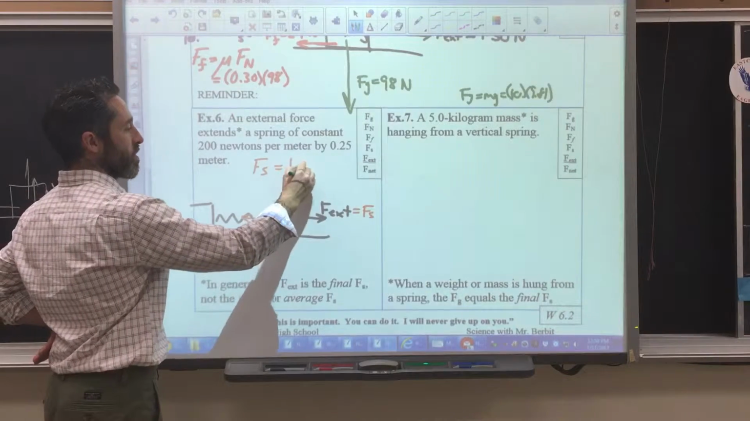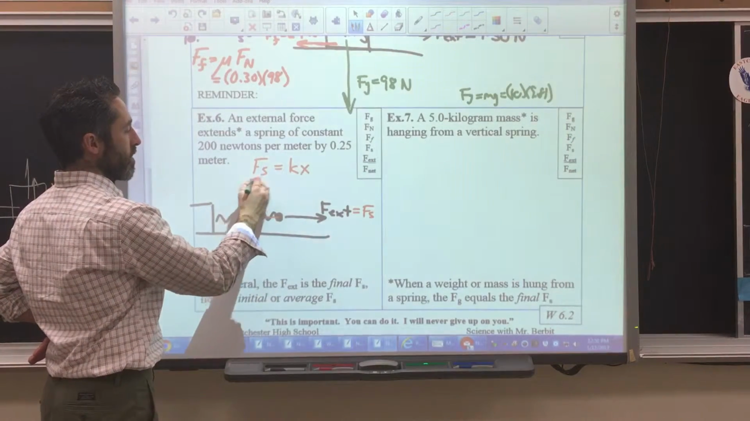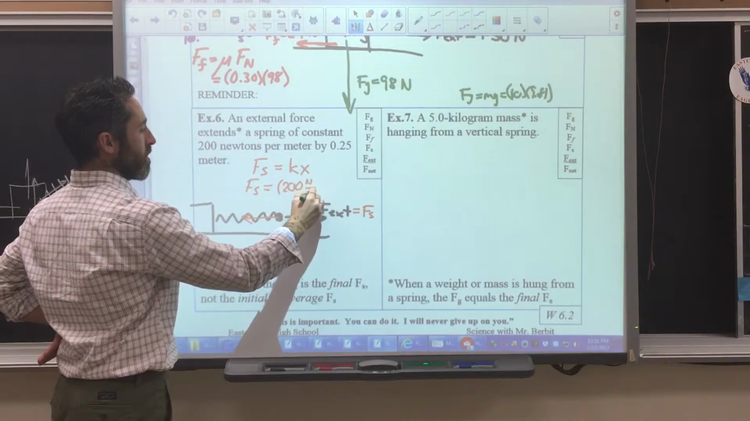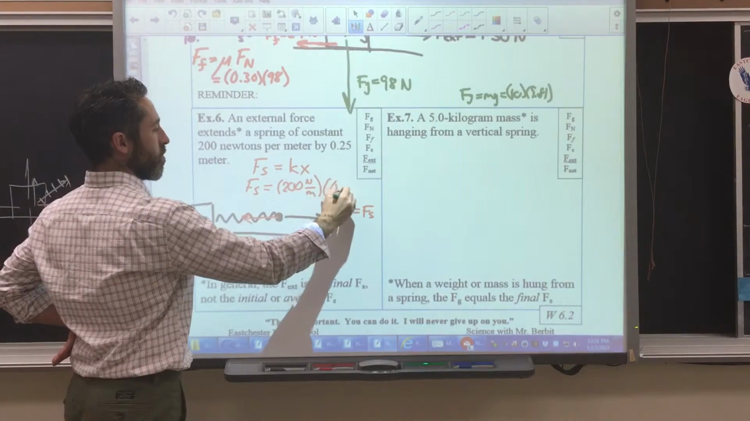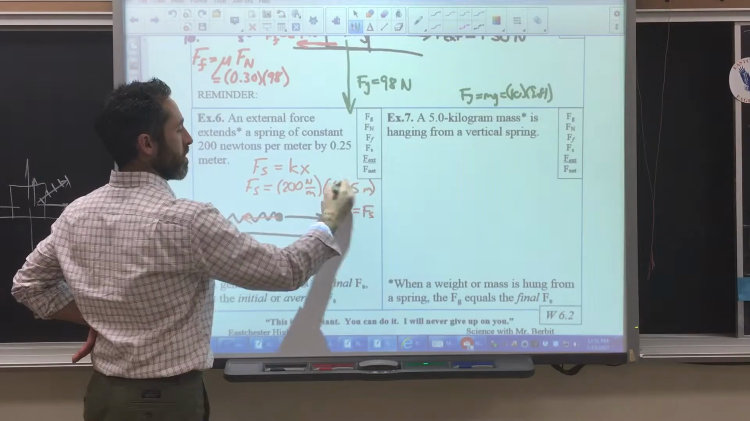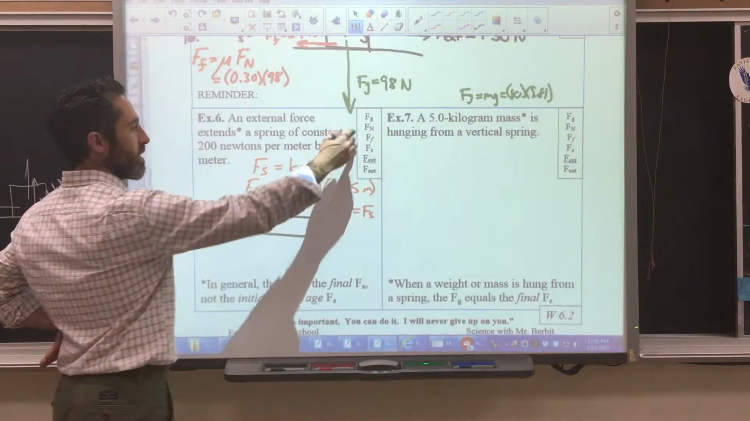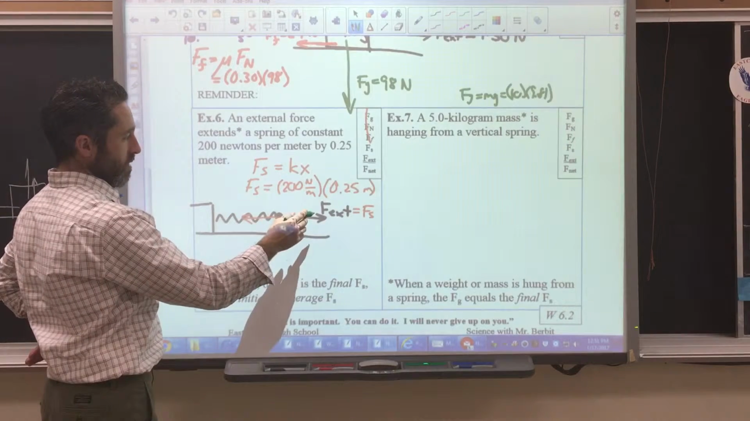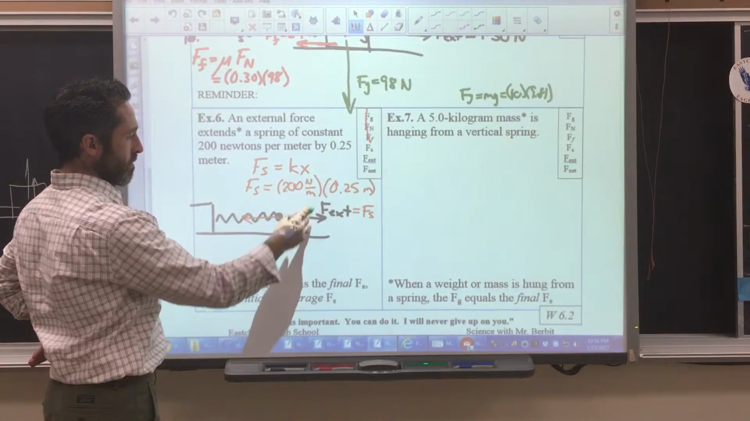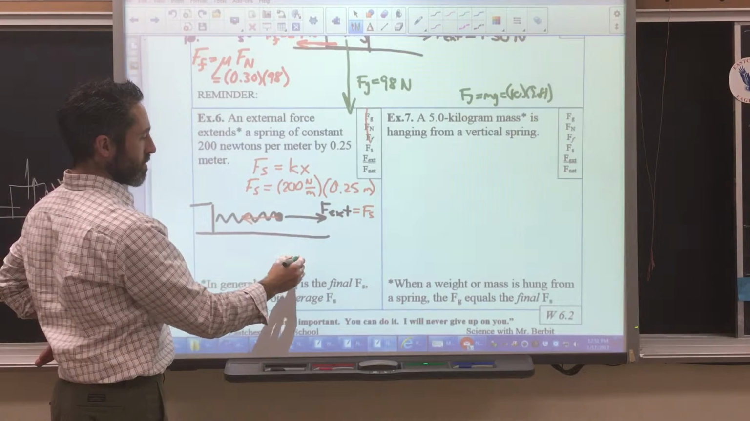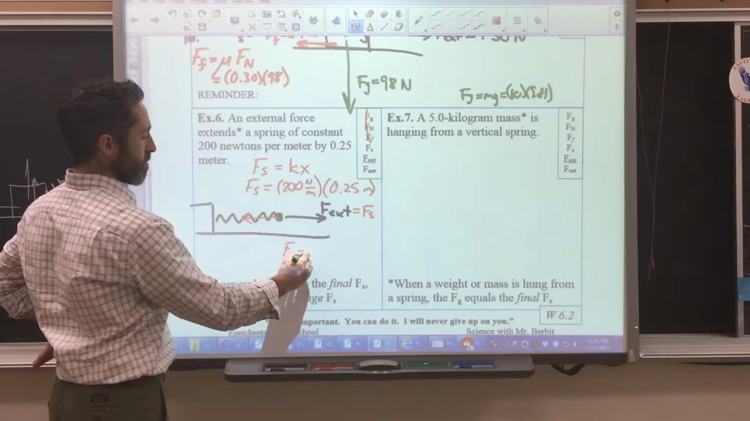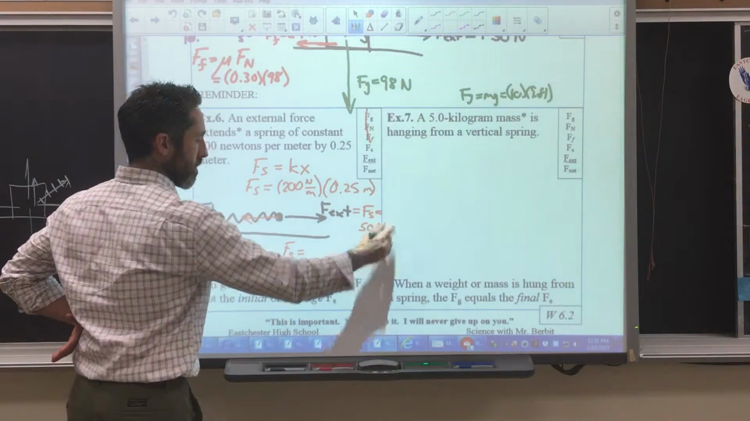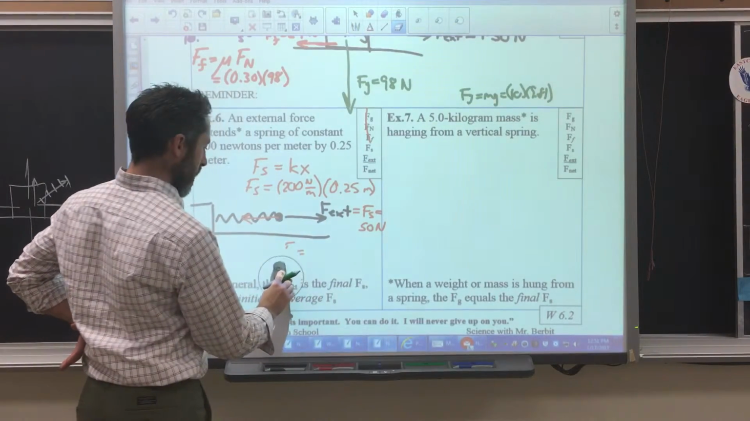Fs is kx, we have an equation for that. Fs, the k is 200 newtons per meter. The x, that's how much it's stretched, is a quarter meter. And so here, you're not even worried about any of these other forces. You're really worried about the spring force. And this will come out to a quarter of 200, which is 50. So the spring force is going to be 50 newtons.